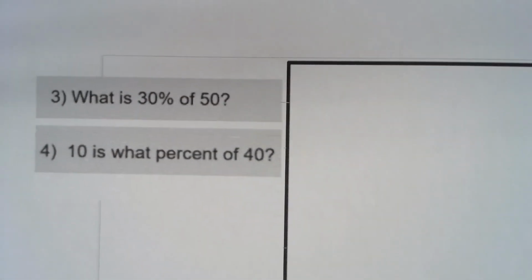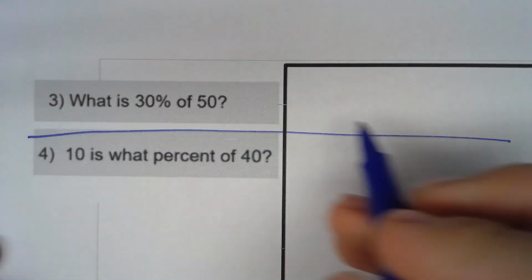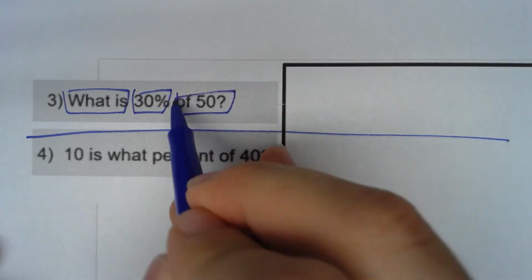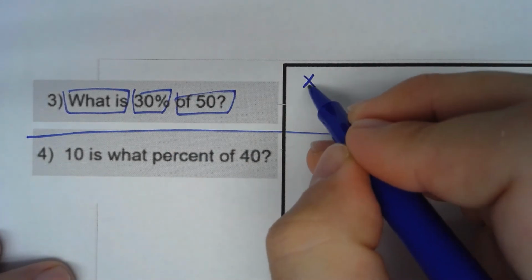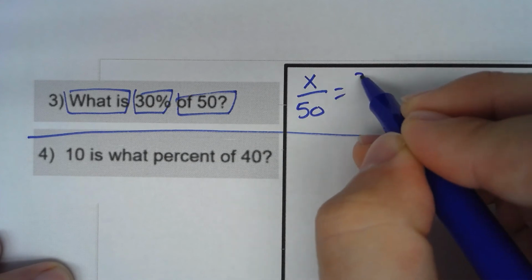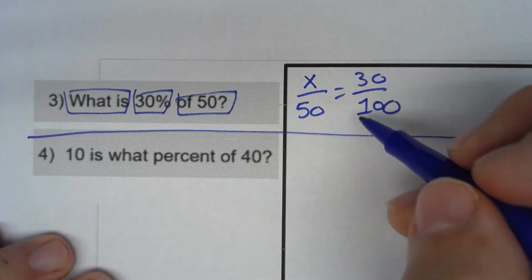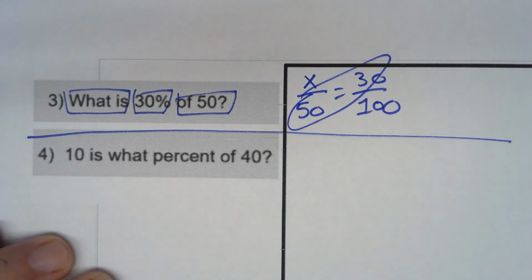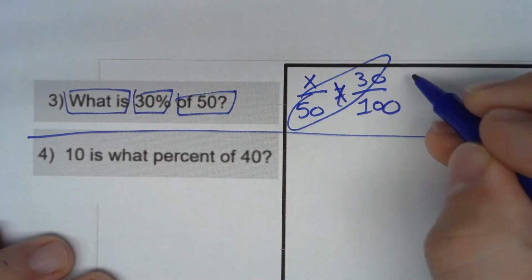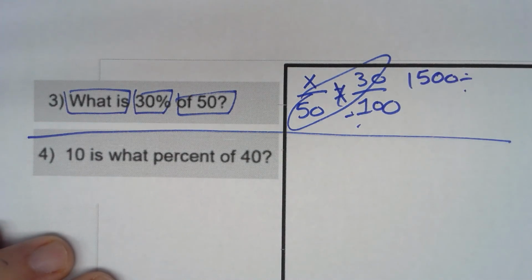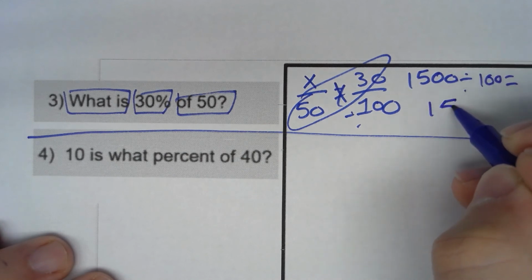Okay, last two. What is 30% of 50? What is over of equals percent over 100. Just like that. 50 times 30 is 1500, and then I need to divide this by 100, and I get 15.